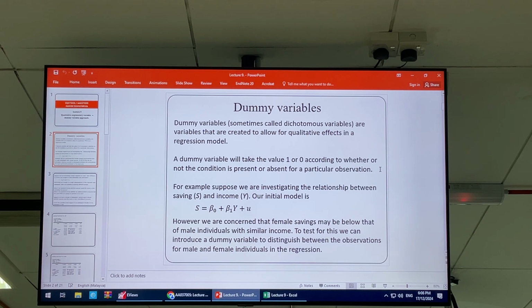However, we are concerned that female saving may be below that of male individuals with the same income. To test for this, we can introduce a dummy variable to distinguish between the observations for male and female individuals in the relation. If we believe that the way male and female save their money is different, we have to include that in the model. One possible way is to use a dummy variable to represent the effect of different gender.